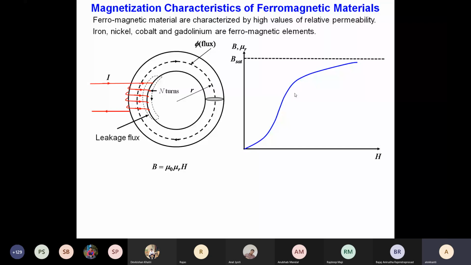The BH characteristic in actual practice all depends upon the nature of the magnetic material, that is the nature of the ferromagnetic material or the core element, and its mu r. So this is the BH characteristic. It increases sharply from 0, then again the increase takes place. But after a certain H, this rate of increase of B reduces, and it gradually saturates to a certain B saturation.